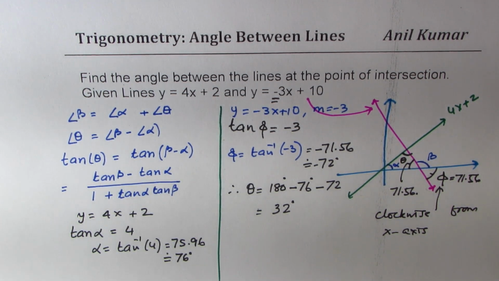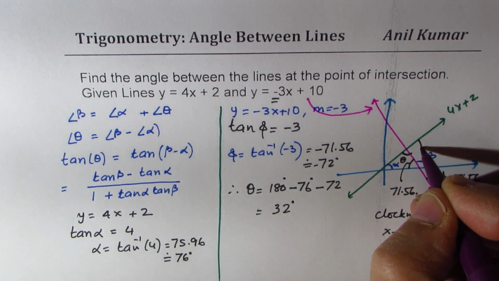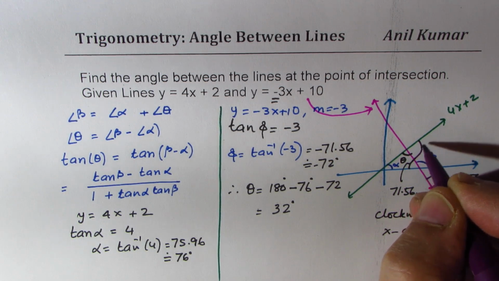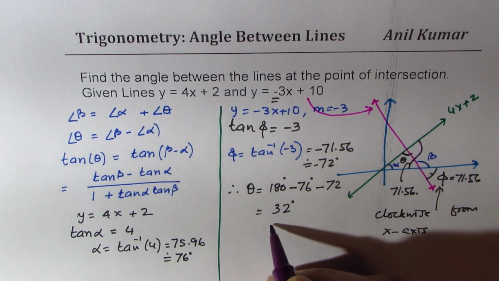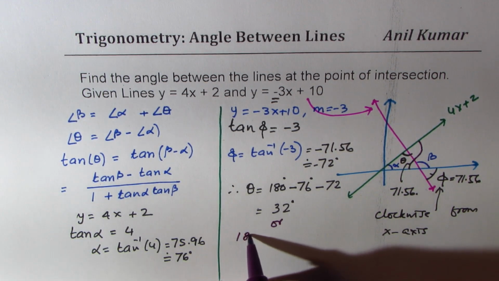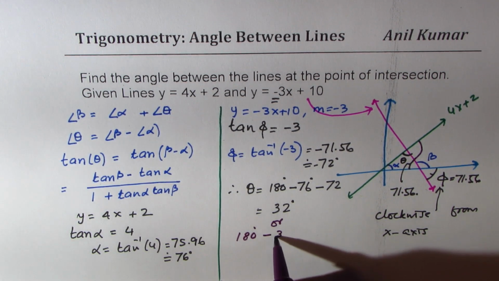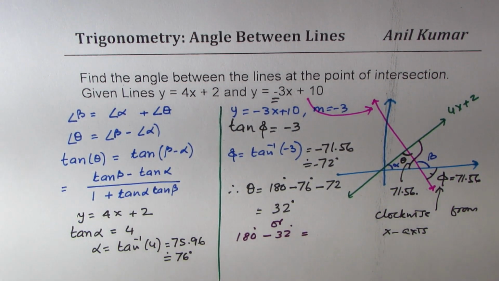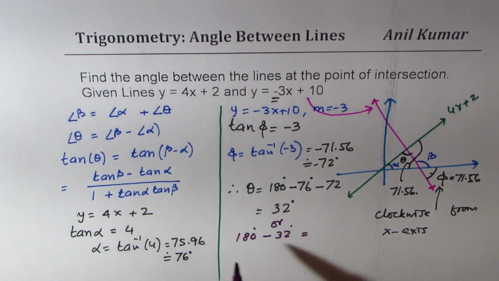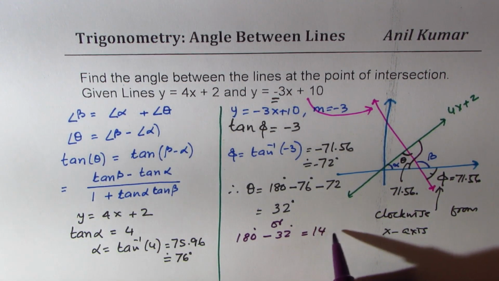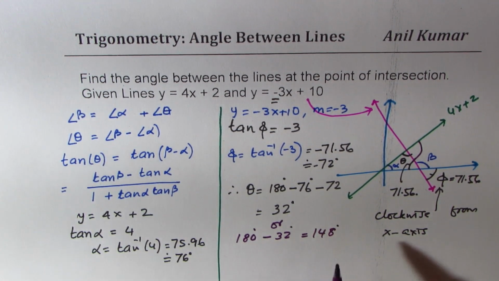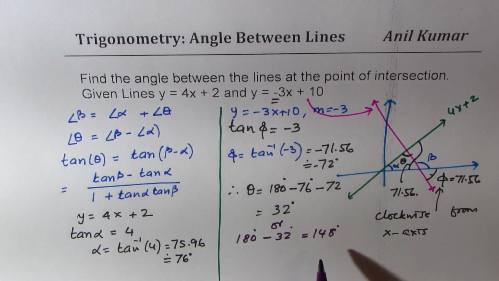Now in a multiple choice question, you might sometimes get the other angle as a choice, since we also have an obtuse angle here, which is also the angle between the two lines. It could be 180 degrees minus 32 degrees. So both become correct answers. So 148 degrees could also be one of the choices in a multiple choice question. So take care of that. I hope it makes sense.